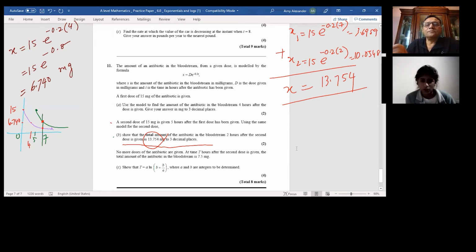So part C, show that T equals A ln times B plus B over E, where A and B are integers to be determined. No fractions, right? So if I have a minus, you have to flip it and write it as an integer. No fractions, right? Remember that.